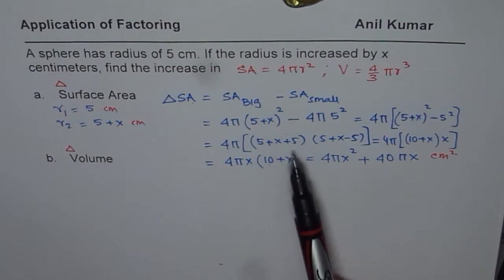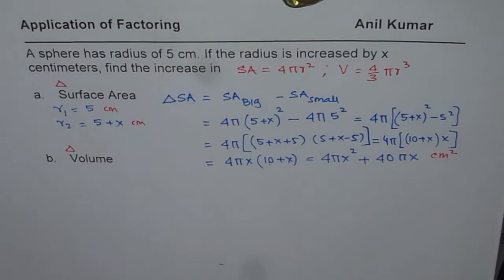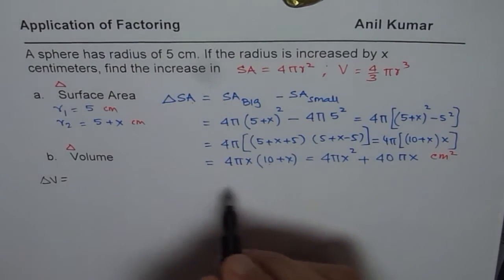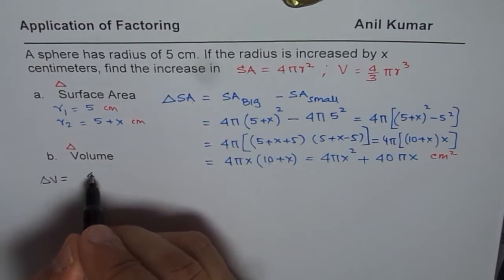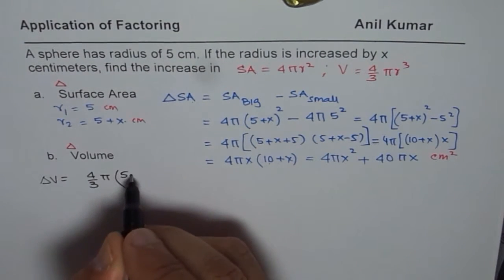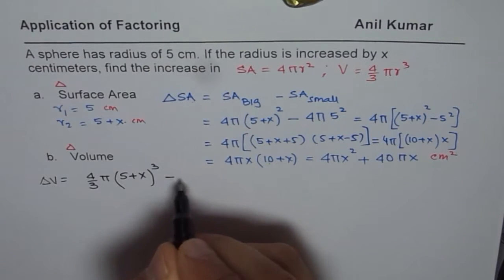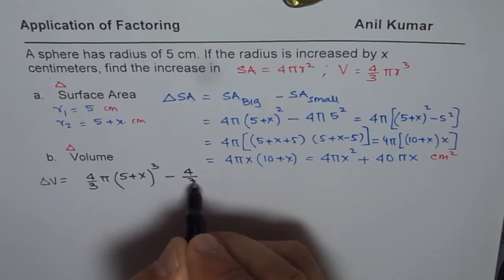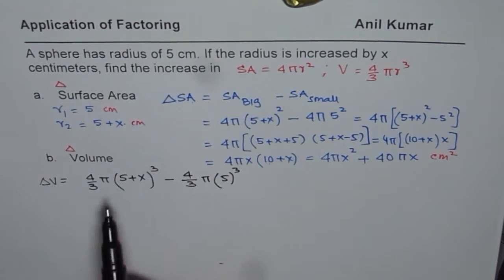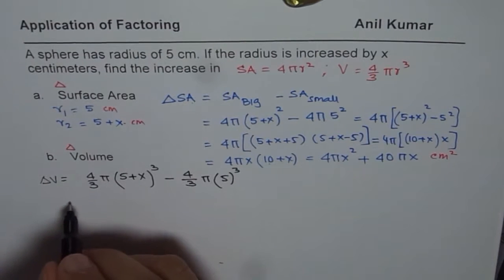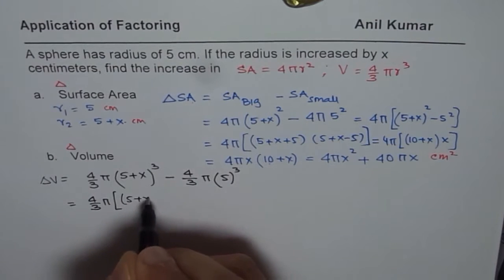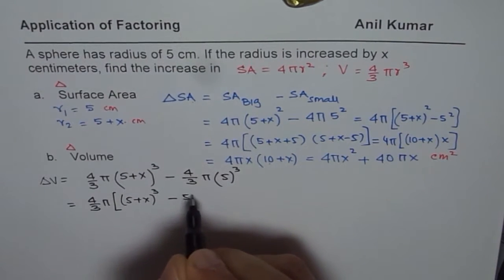Now you can adopt the same method and find the change in volume. Change in volume will be volume of big minus small. The big one is 4 by 3 pi r cube, which is (5 plus x) whole cube, minus the small one, 4 by 3 pi r cube, where r is 5, so 5 cube. Now in this case, you could do group factoring first, which is 4 by 3 pi. So you get (5 plus x) whole cube minus 5 cube.